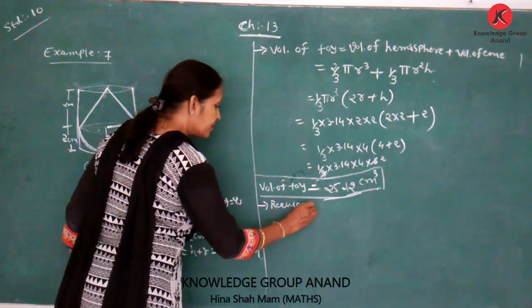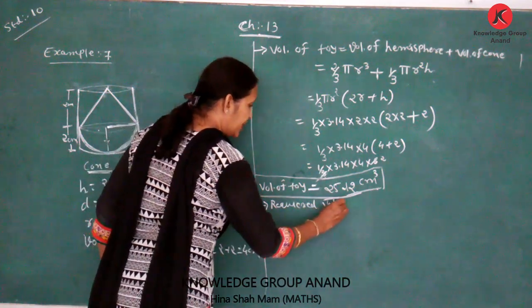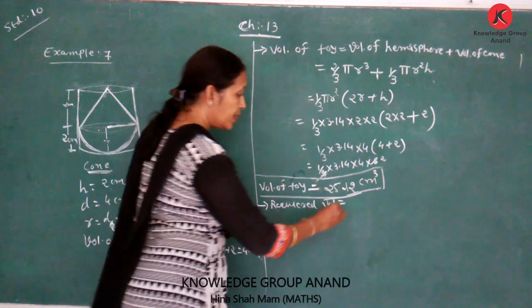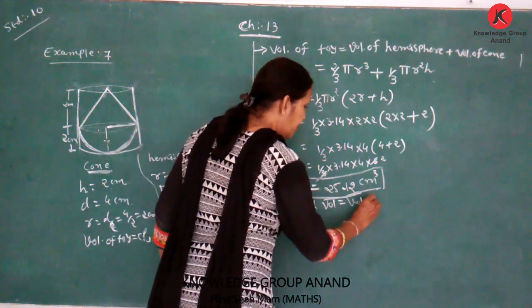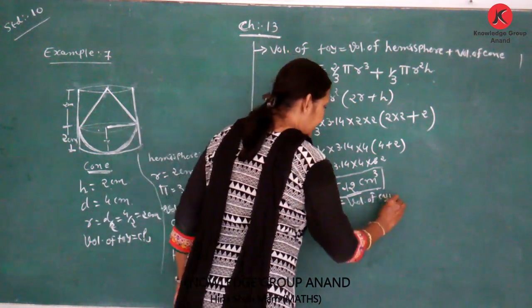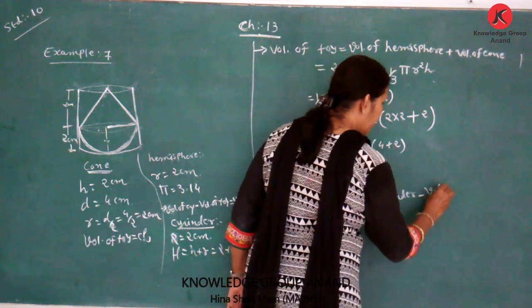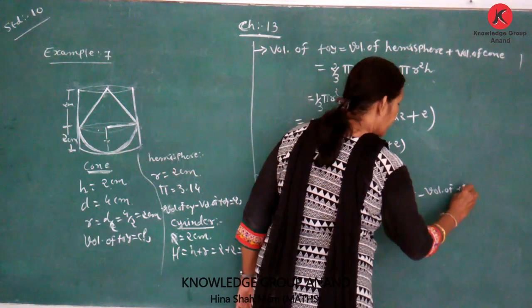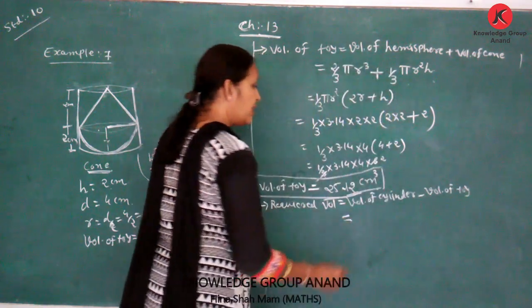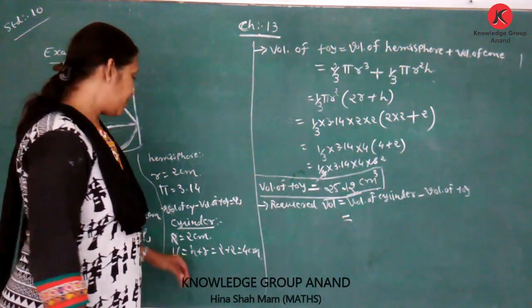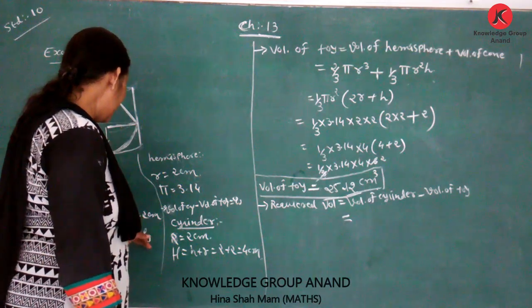Required volume is equal to volume of cylinder minus volume of toy. What is the formula of volume of cylinder?